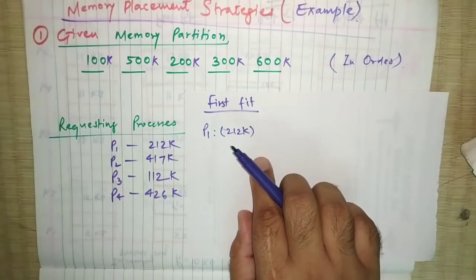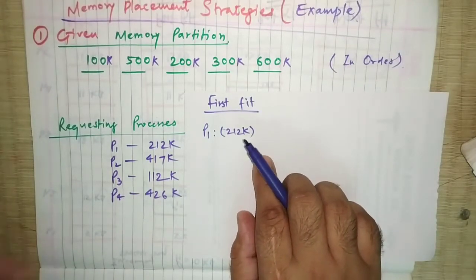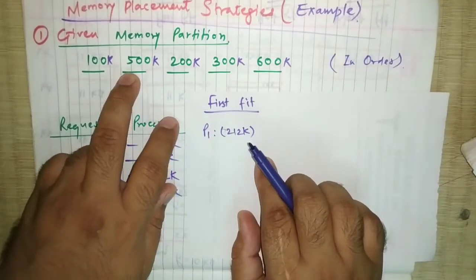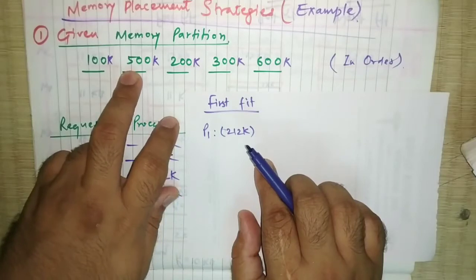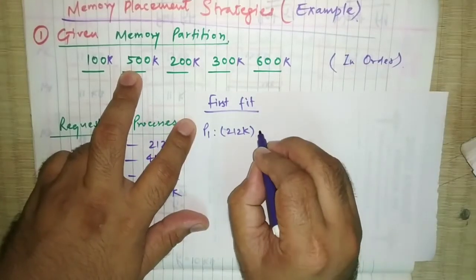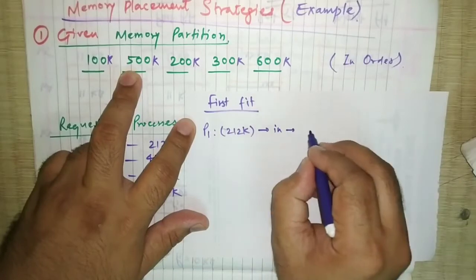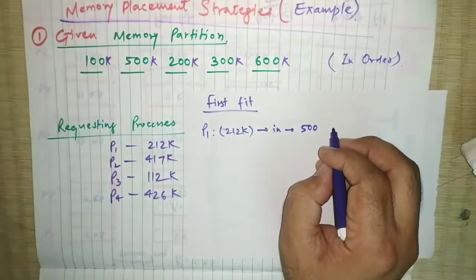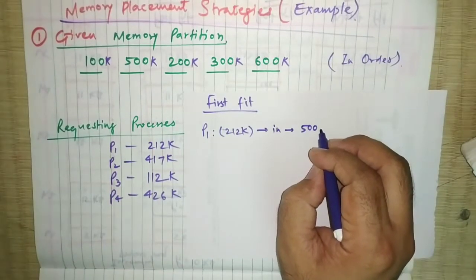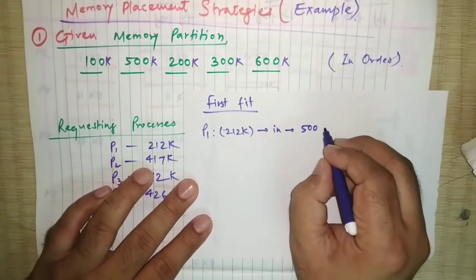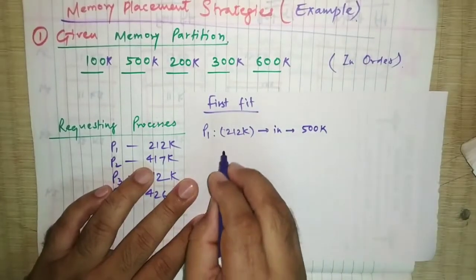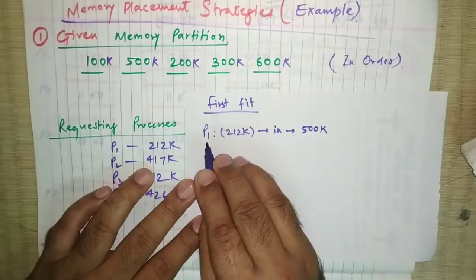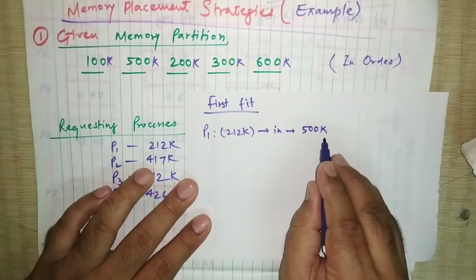According to first fit, allocate the first hole that is big enough. So 212k can fit into the second partition, that is 500k. But some amount of memory will be wasted. Okay, so we don't have to do anything, let it be. We have allocated the first process: 212k space was required by P1, so we have allocated P1 into partition number 2.